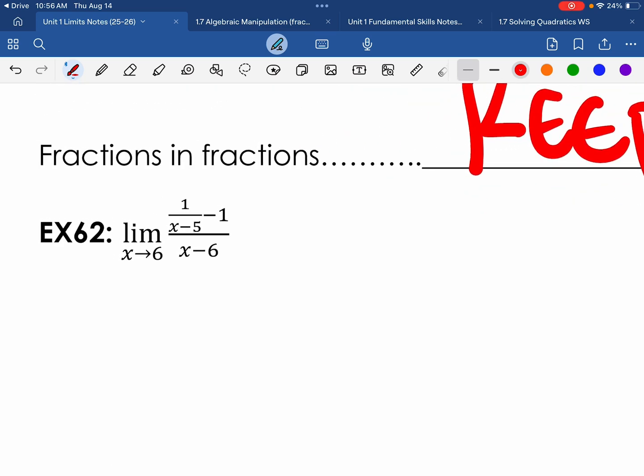So on example 62, we need to get a common denominator on the top so we can actually subtract the fraction 1 over x minus 5 and the minus 1. Does that make sense? So we're not going to mess with the bottom. We're just going to try to get that guy to be one big fraction. So we're going to make the denominator over 1, and we're going to multiply the top and the bottom by x minus 5, because whatever you do to the bottom, you have to do to the top.